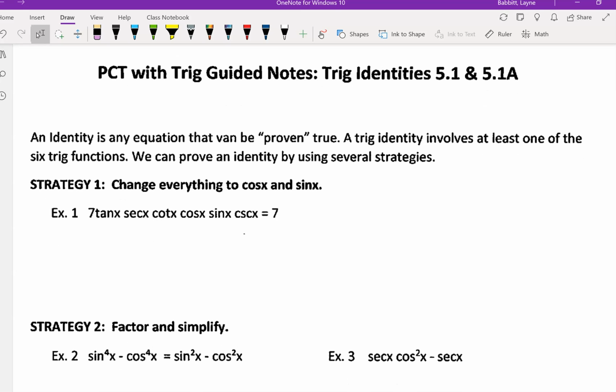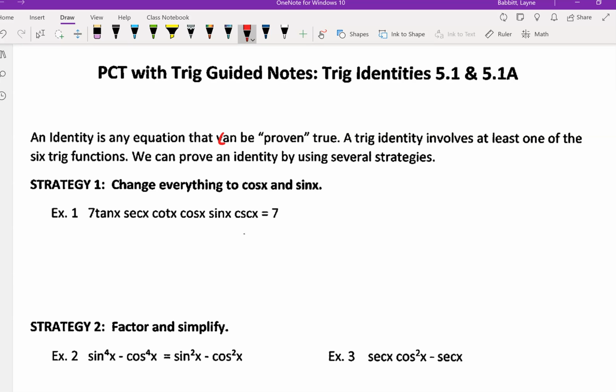So those are all different ways to simplify, and we're going to use those to help us do identity proofs. A lot of you probably cringe when you hear the word proof, but it's going to be a little different than we did in geometry. So an identity is any equation that can be proven true. A trig identity involves at least one of the 6 trig functions. We can prove an identity using several different strategies. So these are going to be great notes to refer back to if you're ever struggling with your identity proofs.